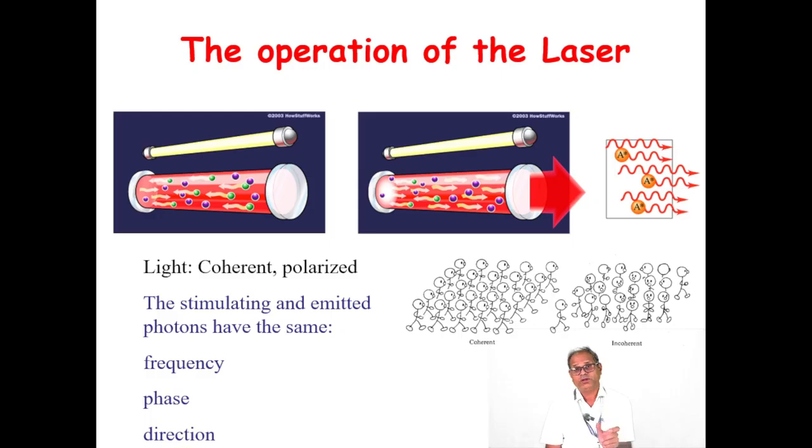In the second figure, the laser photons, which are moving in forward and backward directions in the laser cavity, come out of one side of the tube, and that gives you the laser light. All the photons which are coming out have the same frequency, the same phase, and they are coming in the same direction, that is, unidirectional. That is why this light is a laser light.